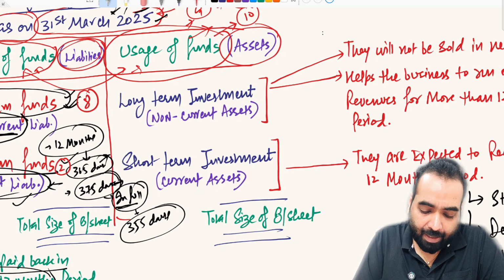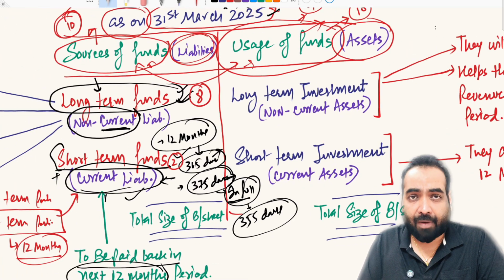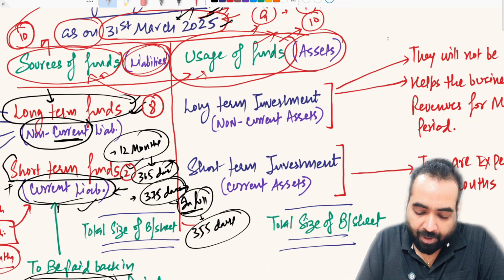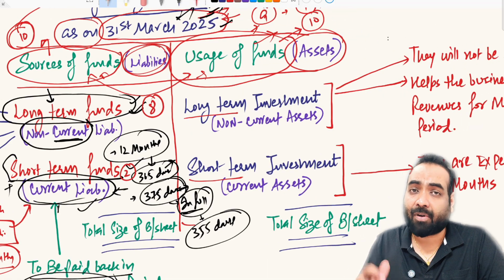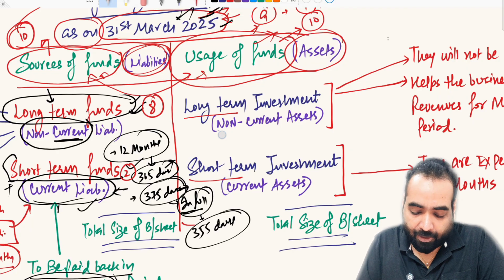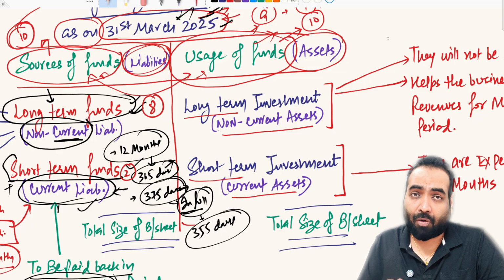Now coming to the asset side. Similarly, on the asset side, the funds that you have taken can be invested for long term purpose or short term purpose. If you have invested the funds for long term purpose, then these are called non current assets. If you have invested them for short term purpose, then these are called current assets. Now, how do we read it?